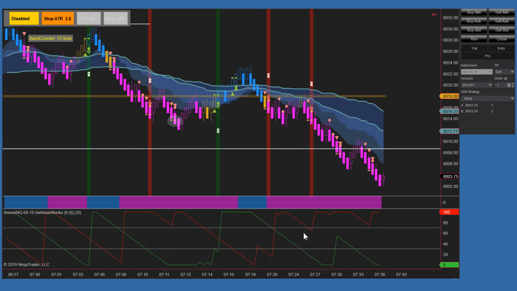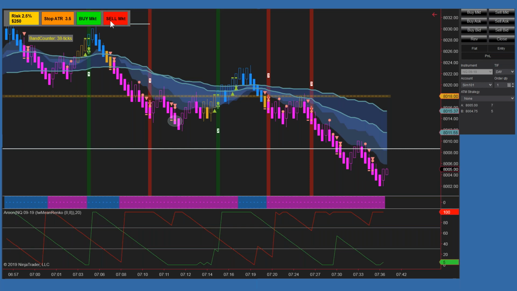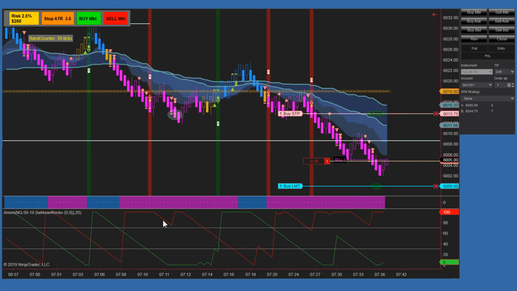Okay, we're getting a few zigzags. We're getting the lines moving into their extreme zones. So if that had happened, we would be short from here. Let's see if, I should be able to pick that up. We'll just short it at the market. There we go.